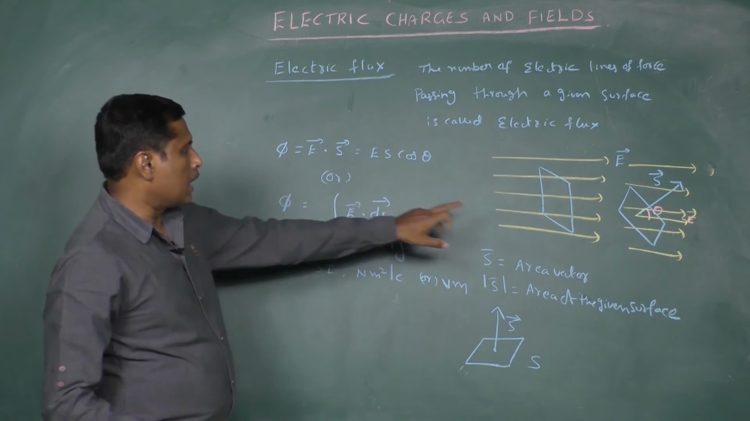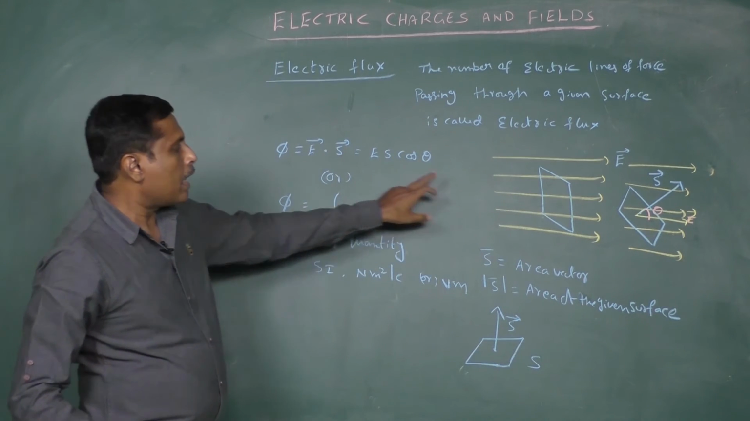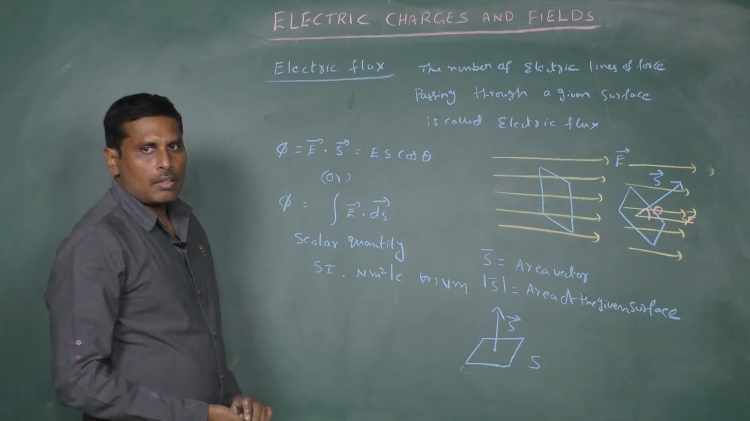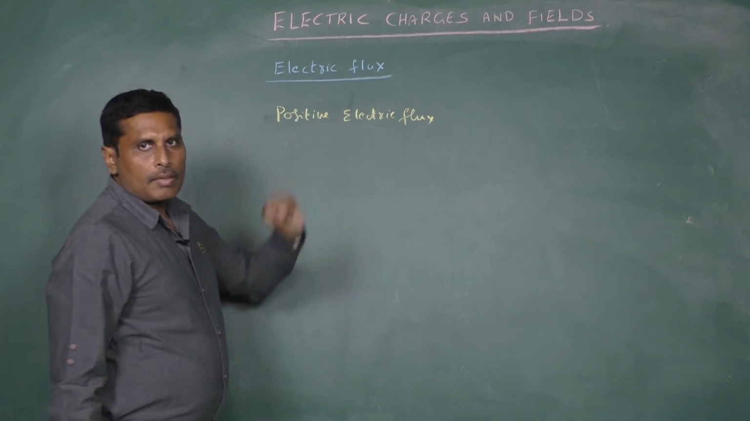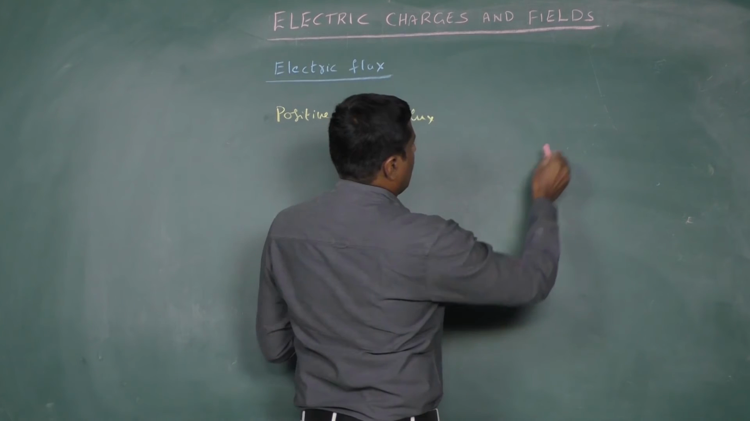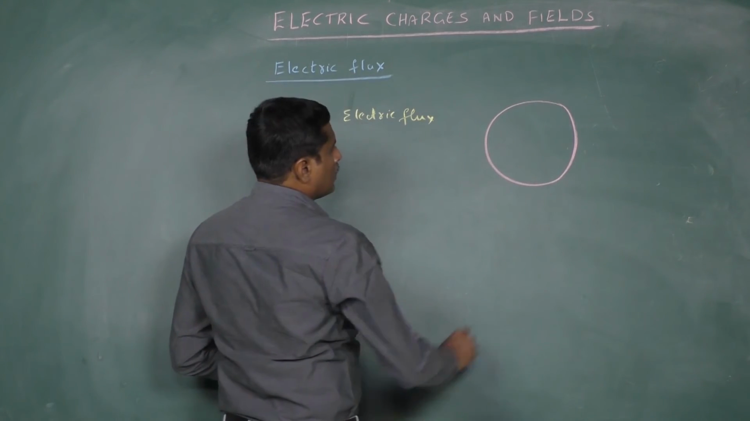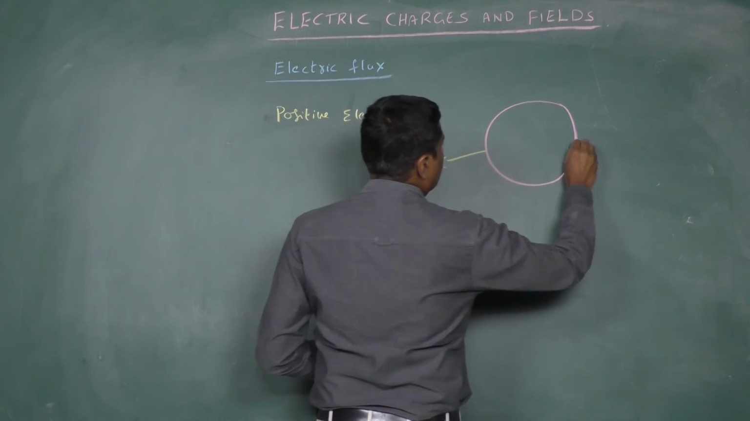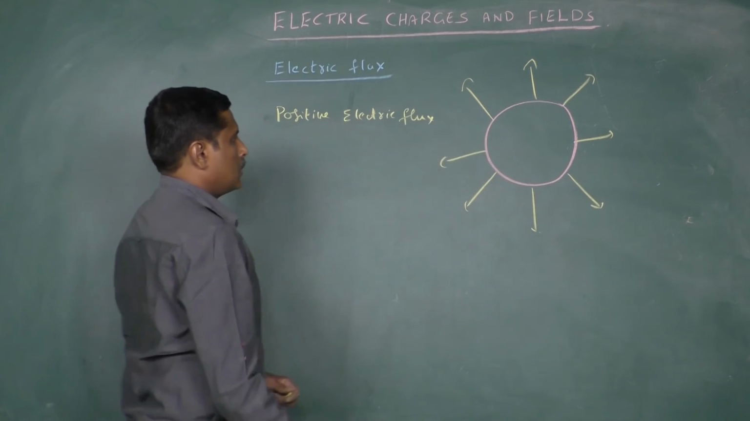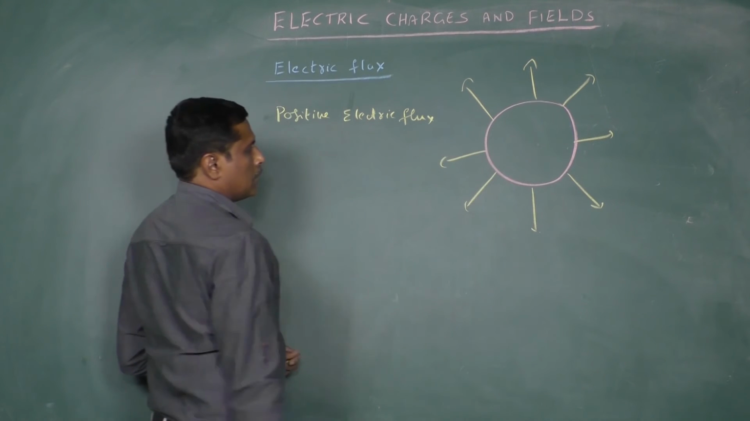Here E bar is the electric field vector, S bar is the area vector, and theta is the angle between the two vectors. Positive electric flux: what is meant by positive electric flux? Suppose we consider a closed surface, and the electric lines of force are taken away from the surface like this, then this flux is taken as positive flux.